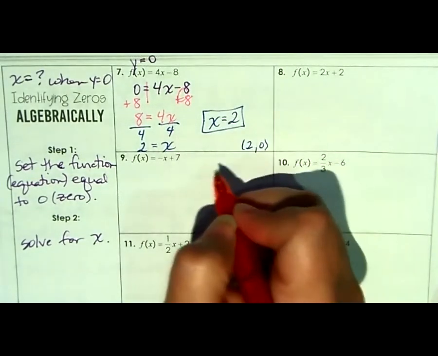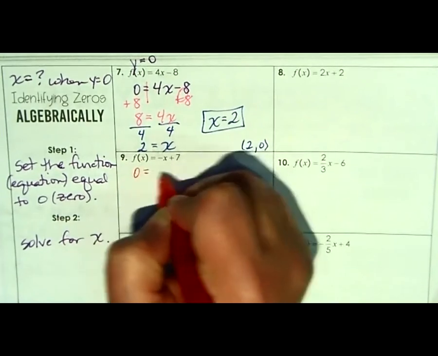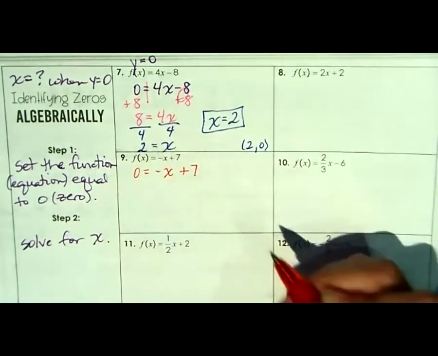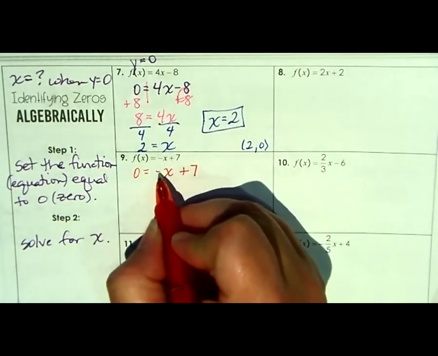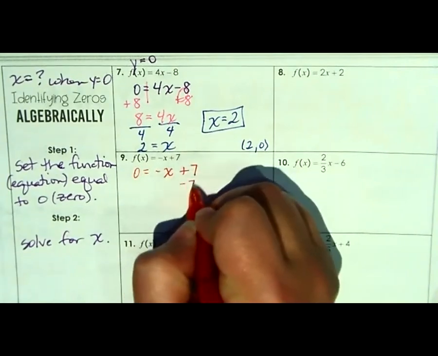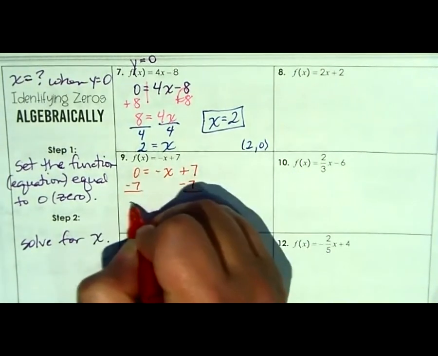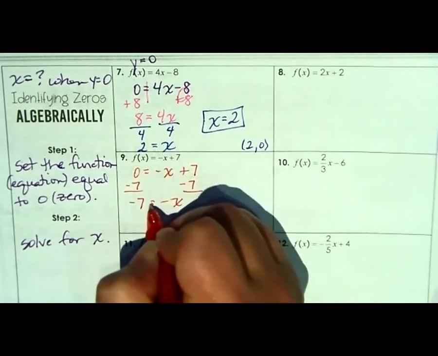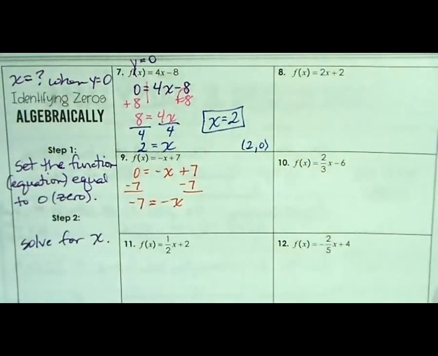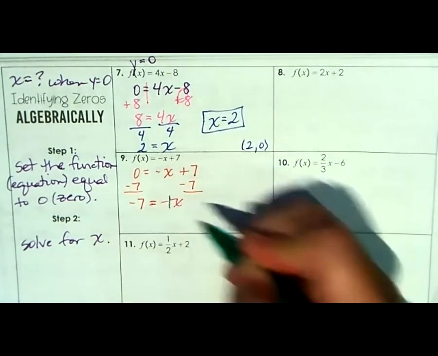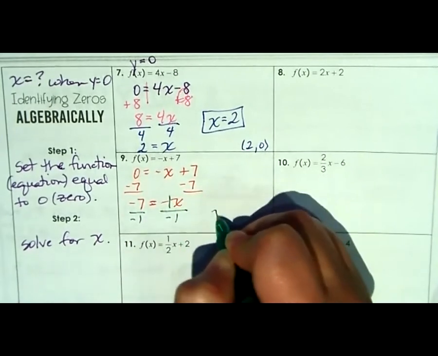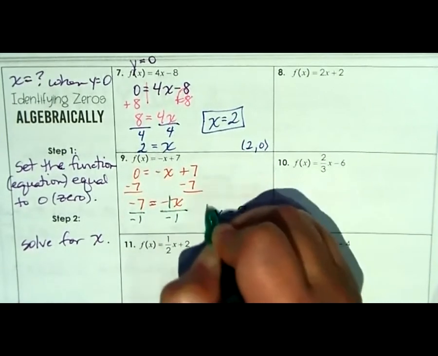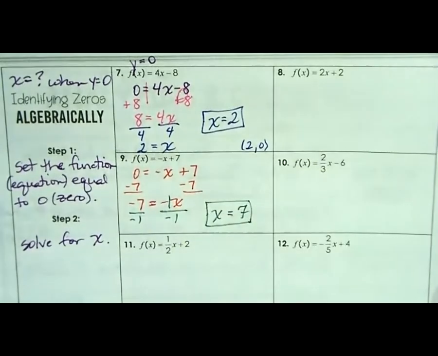Number 9. Again, we're plugging in 0, so I'm going to have 0 equals -x plus 7. The reason I chose to do this one is because it's got that negative. People tend to forget when they're solving. So we subtract 7, and I end up with -7 equals -x. This is not the answer. X is not by itself. This is understood to be a -1, so I have to divide by -1 on both sides, and I get that x equals 7. Be careful with the integer rules.